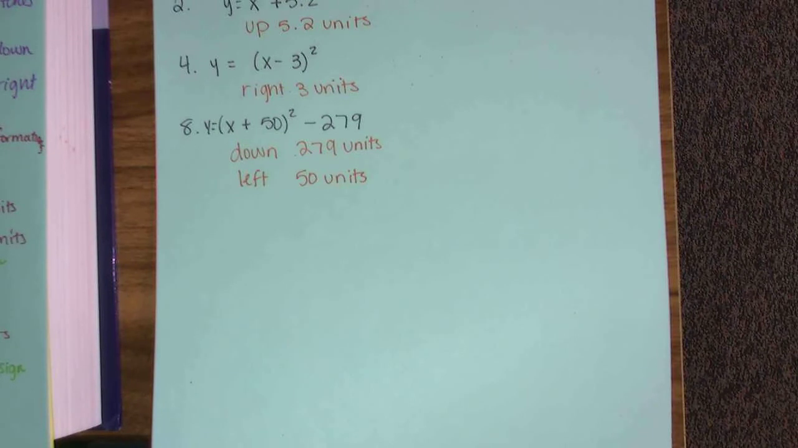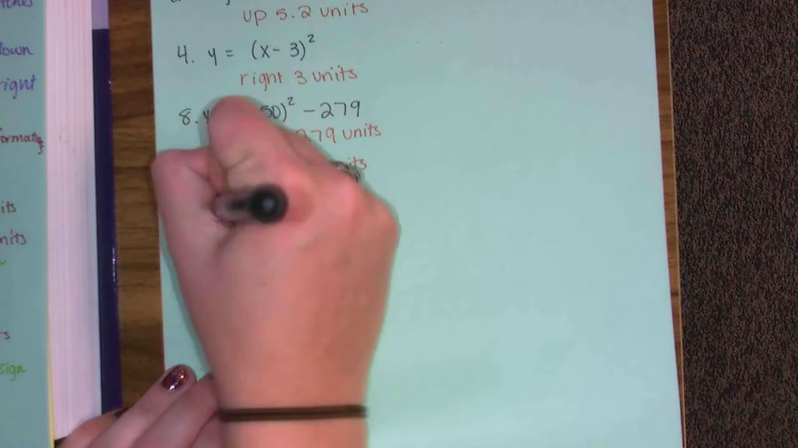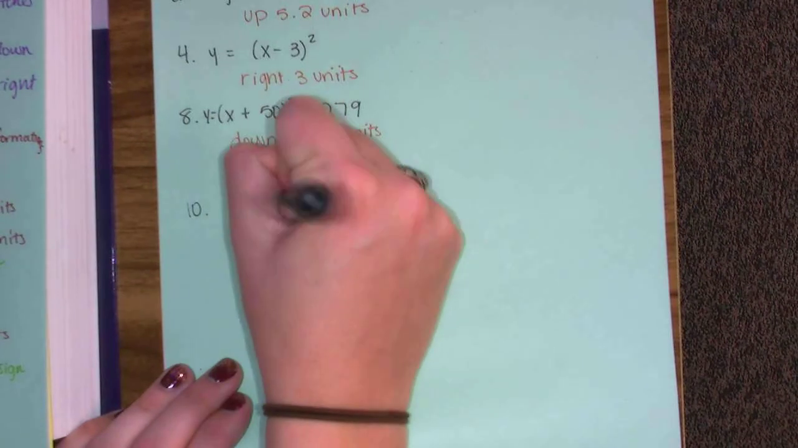Alright, those ones were all for the graph of y is equal to x squared. Now we're going to look at y is equal to the square root of x. So y is equal to the square root of x minus 5.